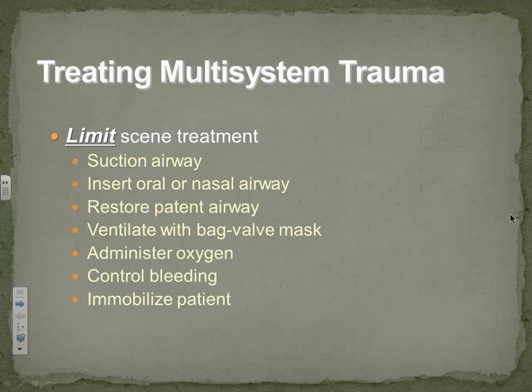Limit scene treatment to suctioning. All these are going to be your ABCs. Putting in an oral airway if needed. Make sure your patient's airway is patent. Providing oxygen, controlling bleeding, immobilization. That's really just about it. How are you going to immobilize these patients? Long spine board. What do all these have in common? Possible life-threatening, and they're all on the top part of the sheet. They're all in your ABCs, except for spinal immobilization.